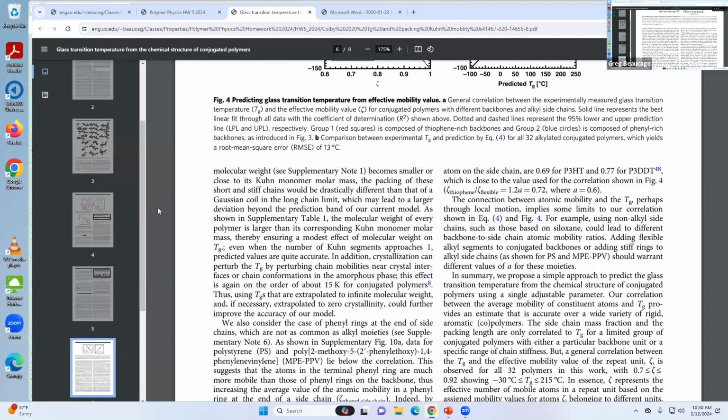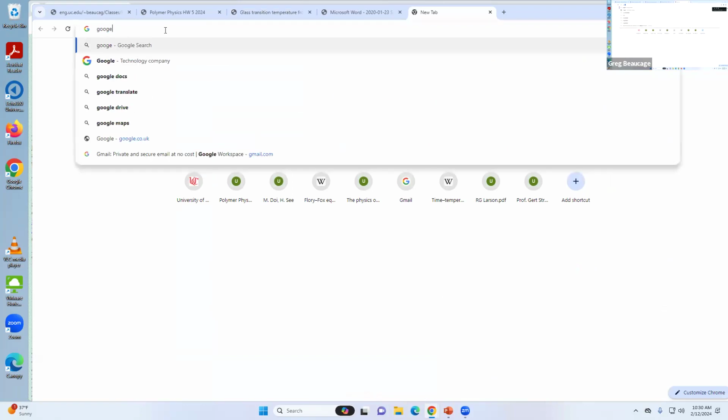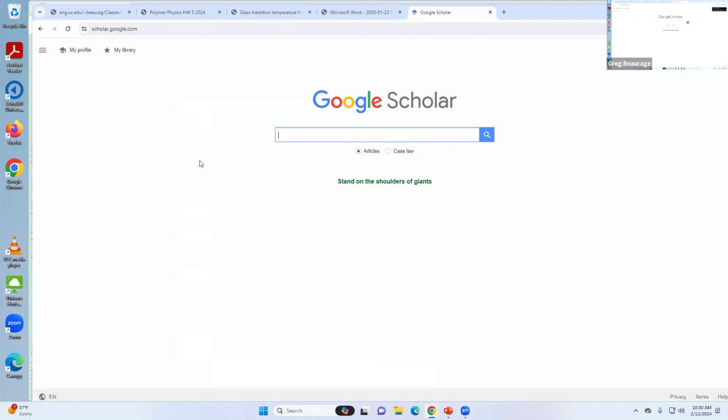Anyway, any other questions on this thing? So anyway, I wanted to go through, you wanted to know about searching things, how to search things, so that's something you could do. I usually use Google Scholar. A year ago I didn't, but now I'm using Google Scholar all the time.